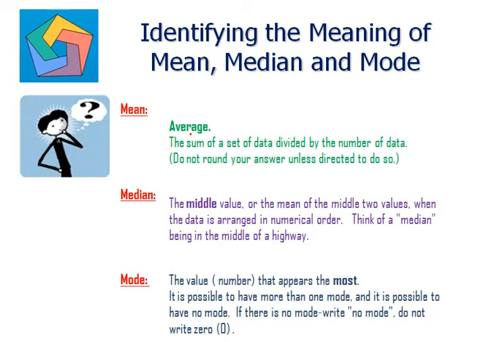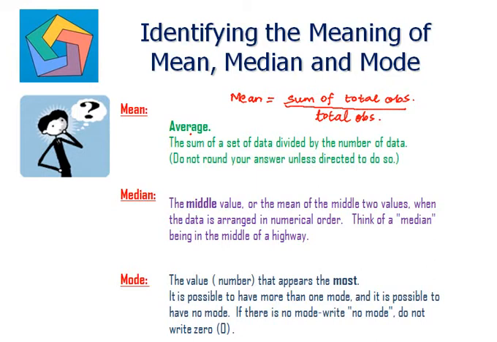Now, we can say mean is also given by the sum of observations of any given data divided by the total number of observations of that given data.